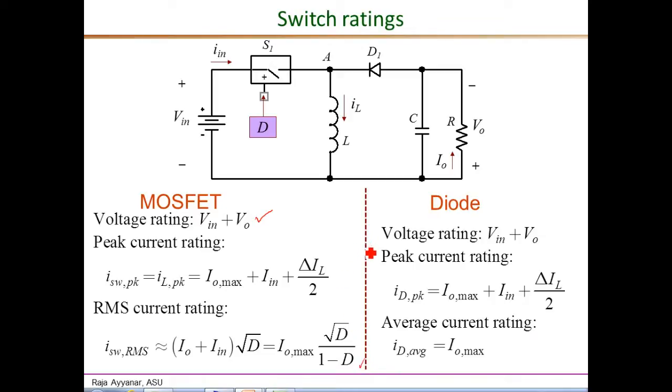Similarly, for the diode, the voltage rating again is Vin plus VO. We can get that by considering when the diode is off and the MOSFET is conducting. The peak current is still the same as the switch because they both carry the inductor current during the appropriate intervals, and therefore they have the same peak current rating. For the diode, it is the average current rather than the RMS current which is more relevant. So the average current through the diode, as can be clearly seen by average KCL at this point, is simply the load current. So we need to consider the maximum load current to get the diode average current rating.